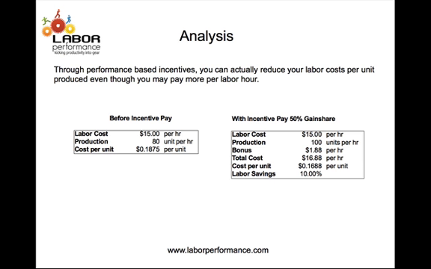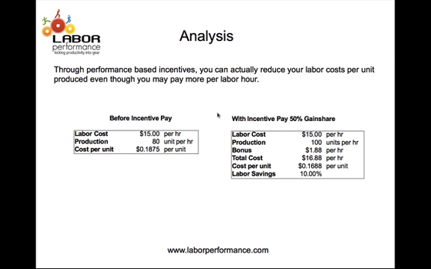So for this example, we're going to do a very simple analysis, and then after this I will show you a real-world example of results from one of our customers who implemented our labor management system by Labor Performance. With this simple example, we'll assume that your labor cost is $15 per hour. The current production rate in the facility is 80 units per hour. So if you divide $15 by 80 units, you get a cost per unit of 18.75 cents.